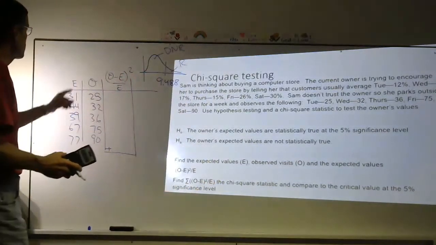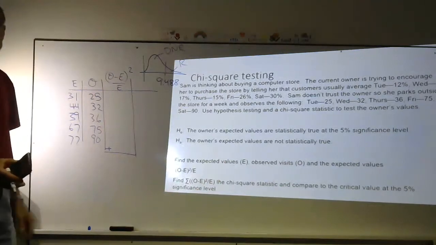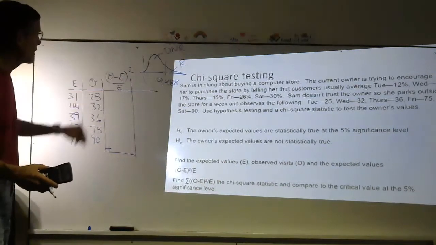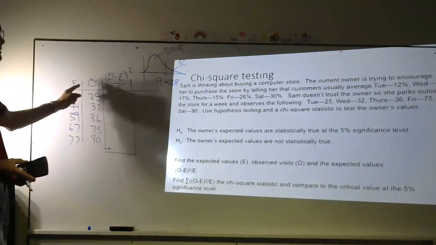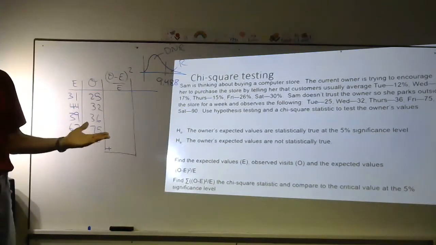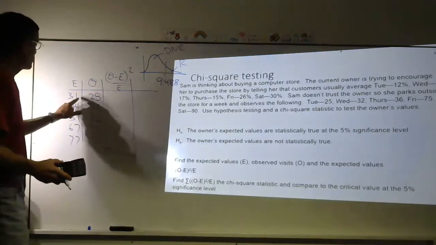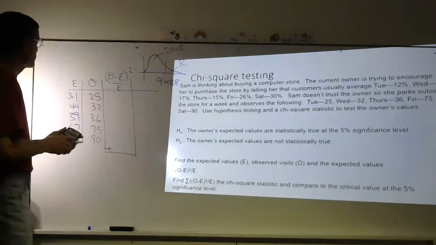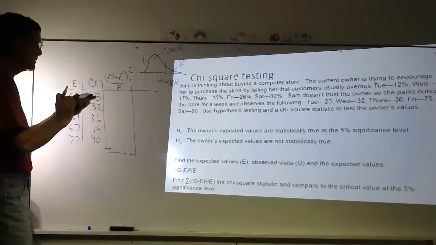out. All right, so now I've got to do O minus E, squared, and then divide by E. So you do the squaring on the top first. And because it's squaring, I don't care whether you subtract E minus O or O minus E. It doesn't matter. Negatives are going to square and become positive anyway. All right, so this is a difference of 6, squared is 36. 36 divided by 31. Everybody get what I did?